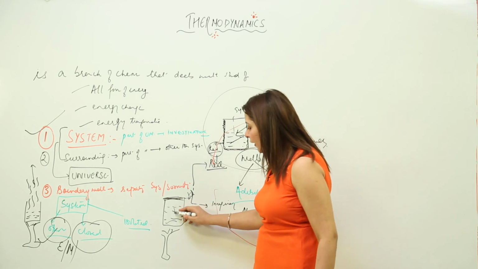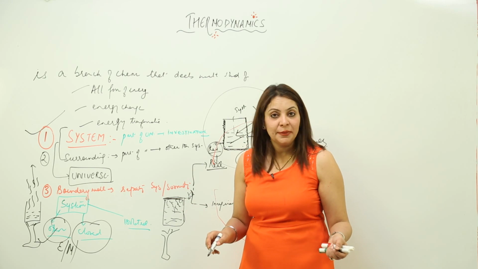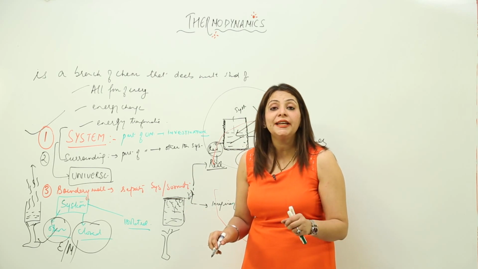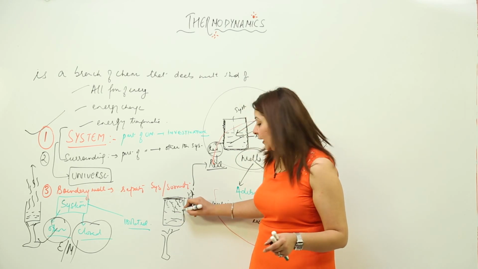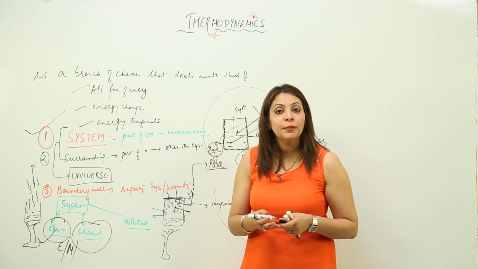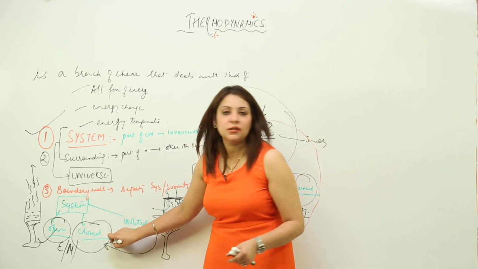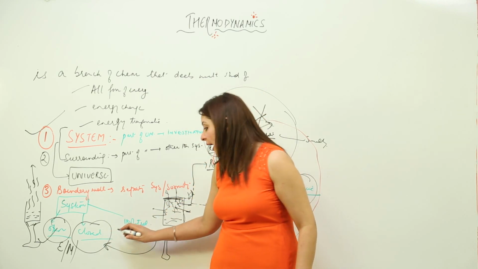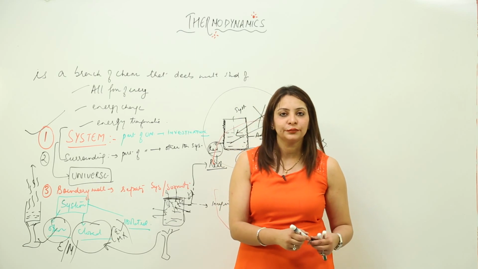So the vapors are rising, but they are not allowed to diffuse outside. Vapors cannot move outside. That means matter cannot be exchanged with the surrounding, but energy can. Heat can flow out through the lid, but matter, that is the vapor, is not able to go outside. So this is the closed system. A closed system is one which can exchange energy but definitely not matter.